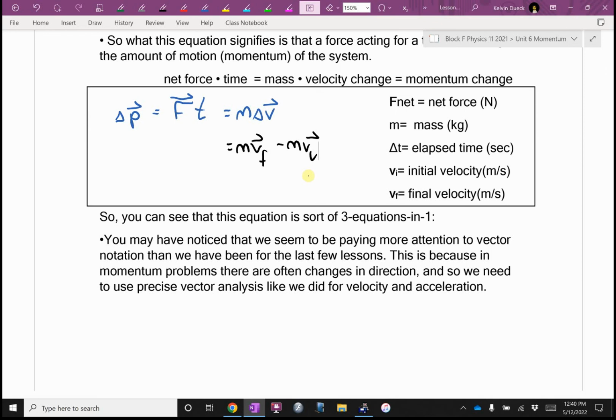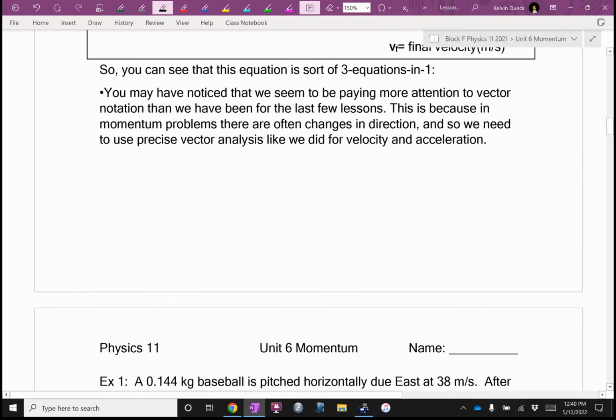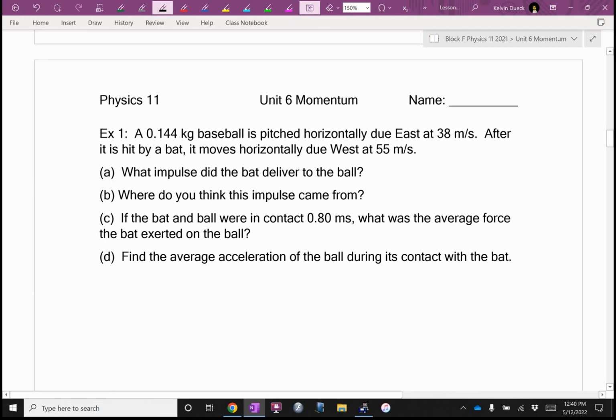So you might notice, Aiden, I've been paying way more attention to vector notation. And this is because in momentum problems, because they involve collisions, there are often changes in direction. So we're going to have to, I wrote here, use precise vector analysis. Well, we're going to have to let one way be positive and one way be negative. Let's do a question. I like example 1. Example 1 is the next question.